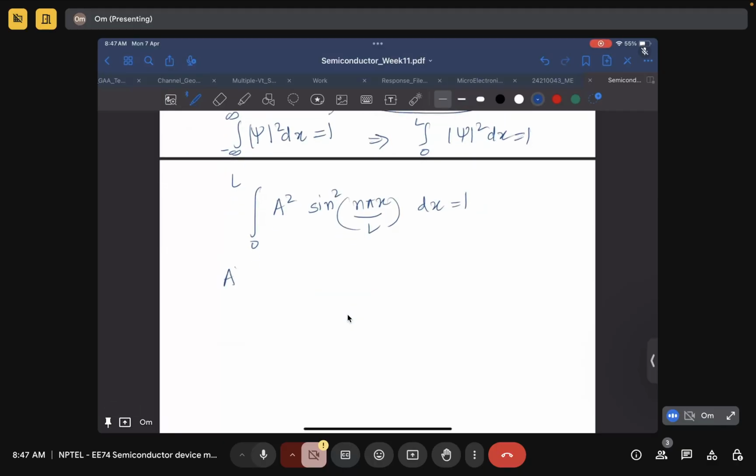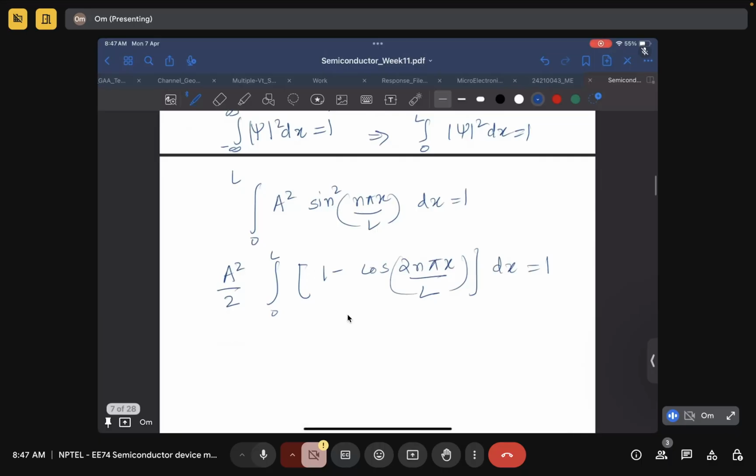So A square, let's take out 1 by 2, 1 minus cos 2n pi x by L, dx equals 1. Now integration of cos n pi is always 0, because cos becomes sine and sine n pi is 0. So this will be 0.